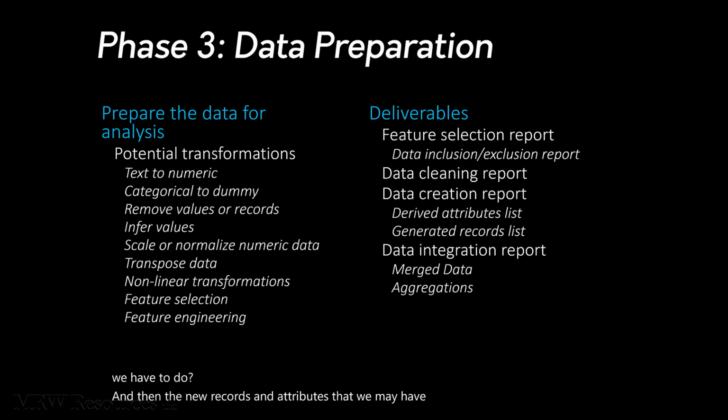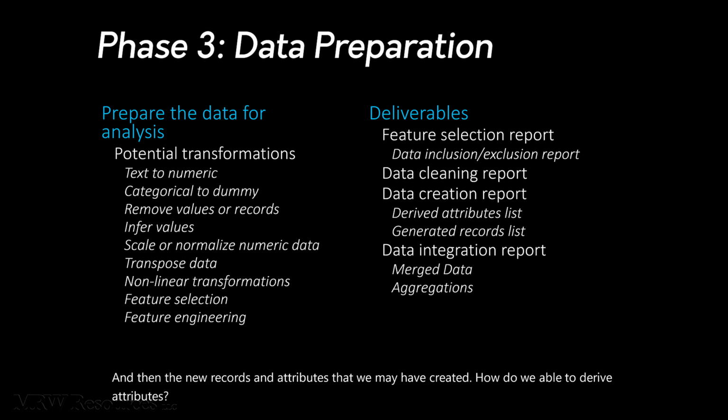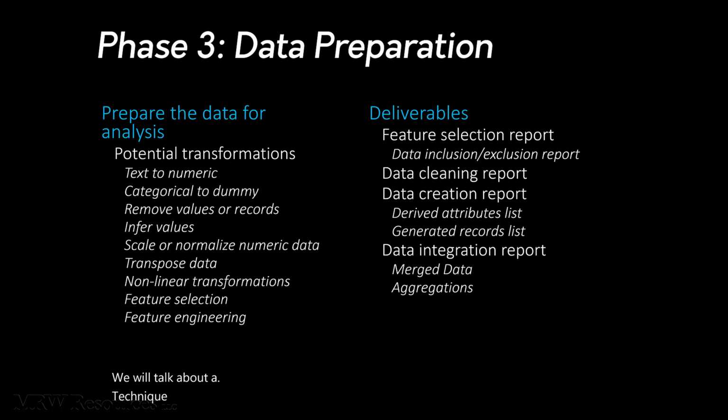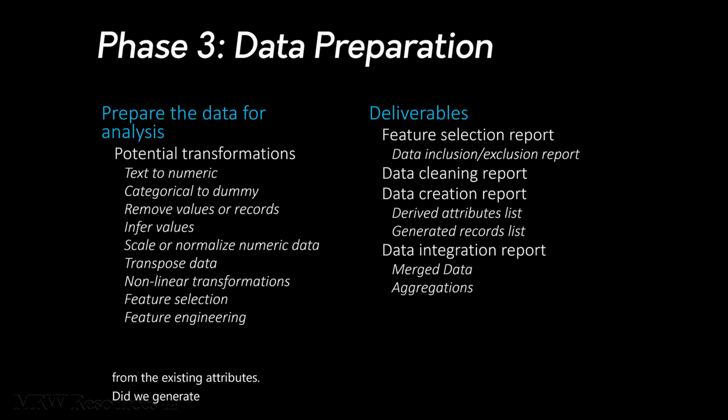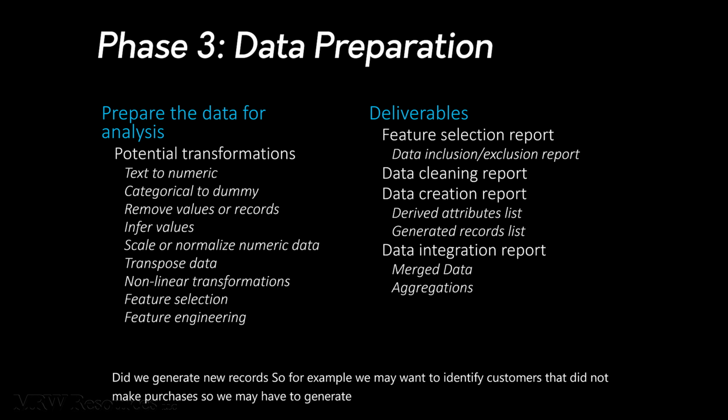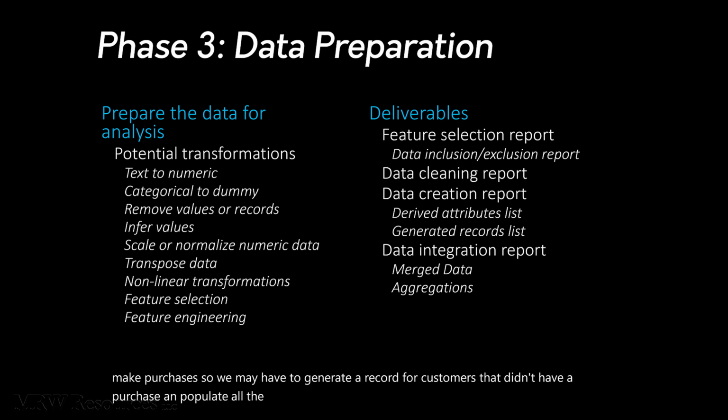Were we able to derive attributes? We'll talk about a technique called principal components analysis that allows us to basically build new attributes from the existing attributes. Did we generate new records? So, for example, we may want to identify customers that did not make purchases. So we may have to generate a record for customers that didn't have a purchase and populate all the values with zeros, for example. So generated records, and then we have a data integration report that we create from that.